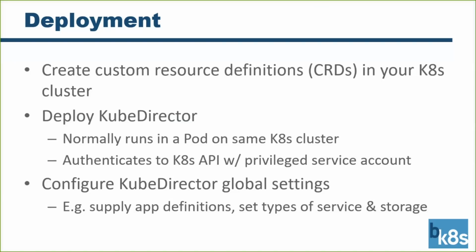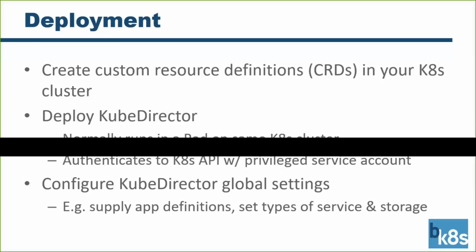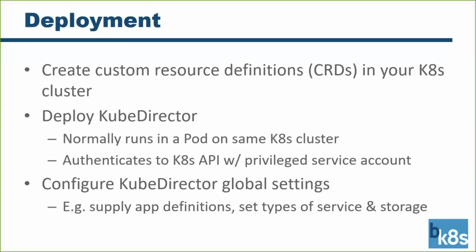Basically, what do you have to do to make KubeDirector run on your Kubernetes platform? You have to create those custom resource definitions, provide those schemas to Kubernetes so it will be able to accept those resources through its API. You need to set up a service account for KubeDirector to use to interact with the Kubernetes API, and then deploy KubeDirector itself. And KubeDirector could technically run anywhere, but it's easy just to deploy it into a pod in the same Kubernetes cluster that it's going to be managing. And then there may be some configuration to do of KubeDirector itself. There's a few different global settings you can tweak, like which class of persistent storage should be used for the applications.